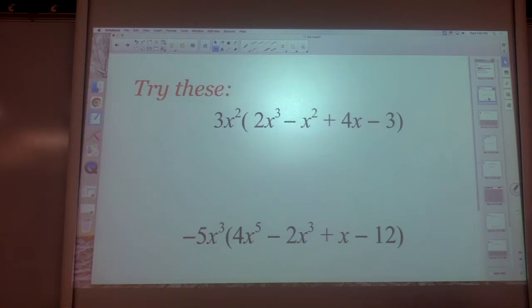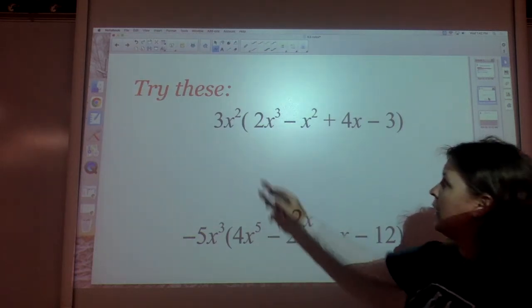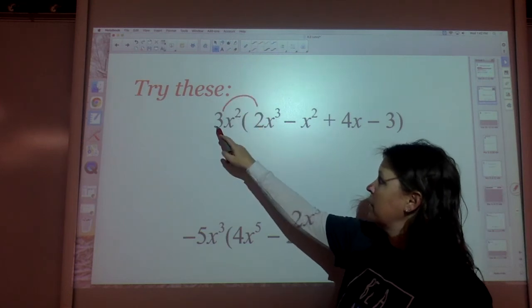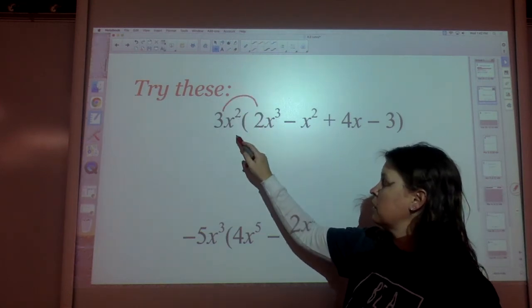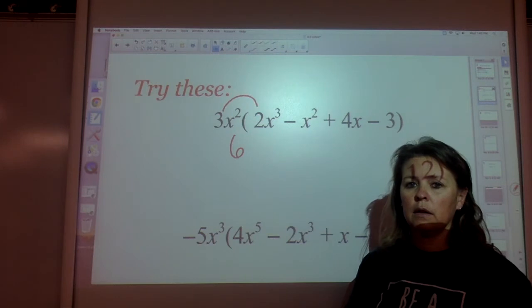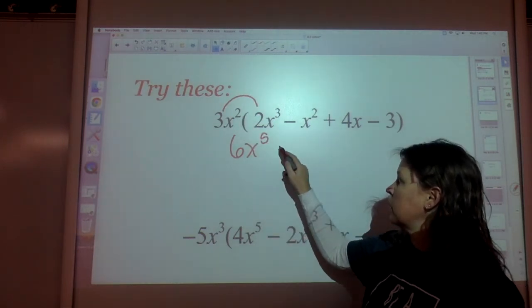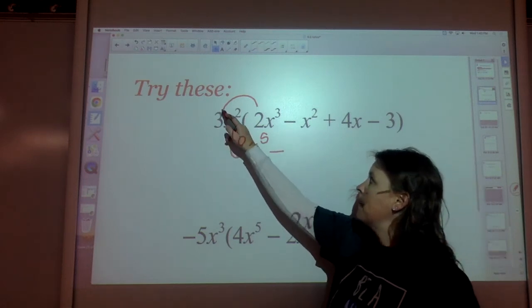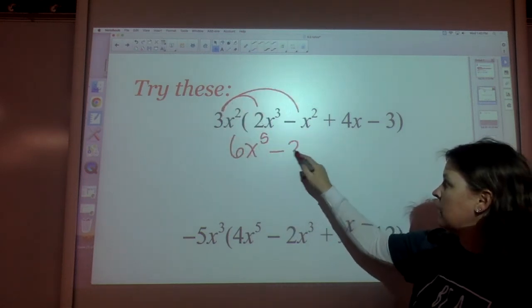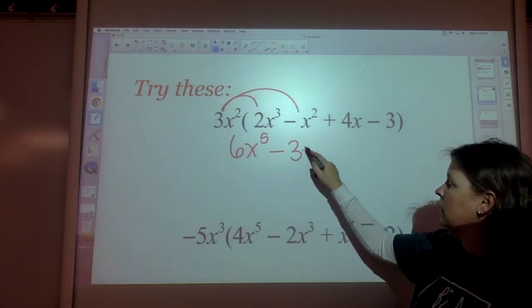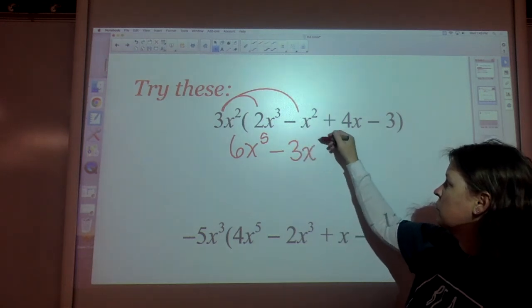Let's try these. Take the time to write it down. Pause it if you have to. Multiply the big numbers. Big 3 times big 2 are the coefficients. 3 times 2 is 6. Keep the base of x. Add exponents. 2 plus 3 is 5. Minus 3, because 3 times 1 is 3. Keep the base of x. 2 plus 2 is 4.